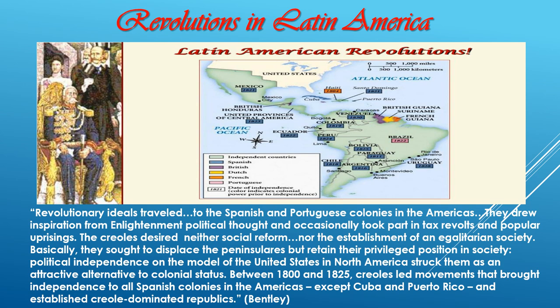So this seemed like the route to go, and between 1800 and 1825, Creoles led movements that brought independence to all Spanish colonies in the Americas, except Cuba and Puerto Rico, and established Creole-dominated republics. Remember, the peninsulares are the immigrants from Europe. So these are like the children of the original immigrant leaders, those who established the colony. This is their offspring who are now saying, no, we don't want to be connected, at least officially, to the home countries, Spain, Portugal, and others in other parts of the Americas, of course, Great Britain, France, and Canada. We want to have our own independent country, whether it's Bolivia, Venezuela, etc.